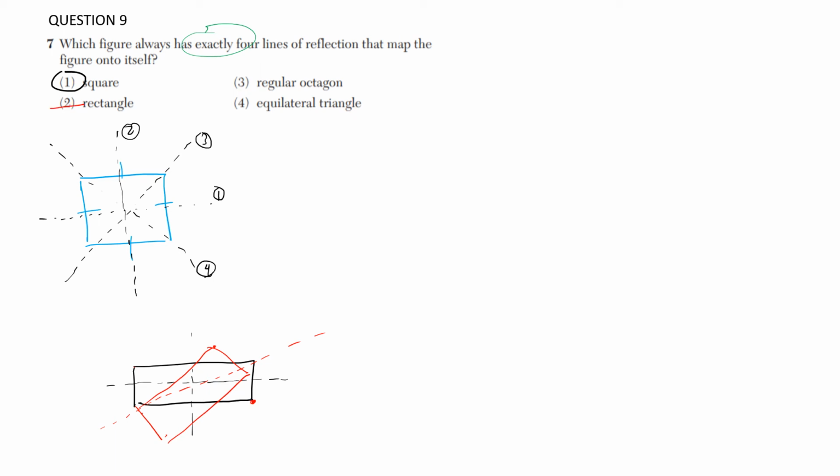An octagon, a regular octagon, that means all the sides are the same length. Let's quickly sketch out one of those. 1, 2, 3, 4, 5, 6, 7, 8, right? It will have 1, 2, 3, 4. But just like the square, you also have the diagonal. So from here to here, that's another line of symmetry, right? That's another line of symmetry. Here's another line, here's another line. So that's actually 8. So it will also not be the regular octagon.